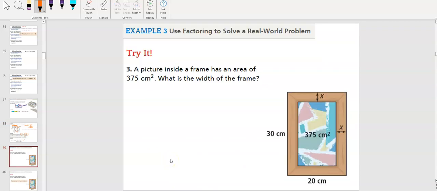So on this problem here, you're going to do the same thing. You need to write an equation and then solve for the solutions, and then look at your solutions and see which one is reasonable for this specific real world problem. Go ahead and pause the video and give it a try.